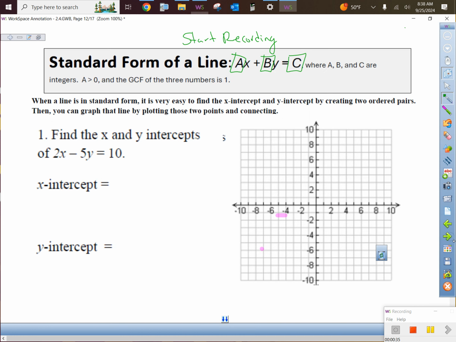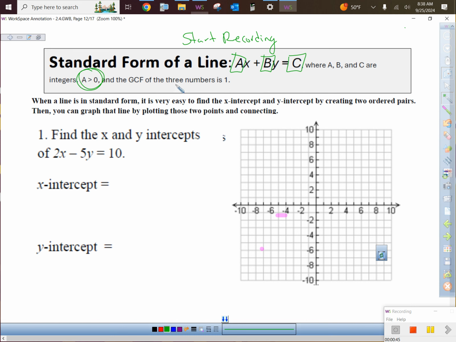They are numbers. But for it to truly be in standard form, those numbers have to be integers, which means no decimals, no fractions, right? A has to be greater than 0. So what does that mean if you're bigger than 0? What kind of number are you? It starts with a P. Positive, right? A's got to be a positive guy.